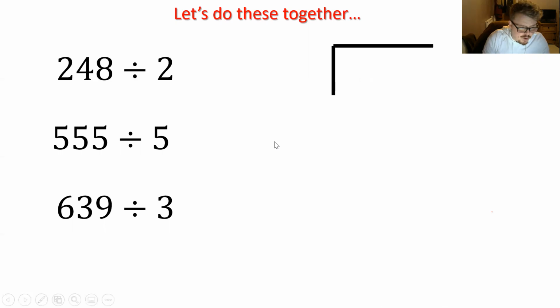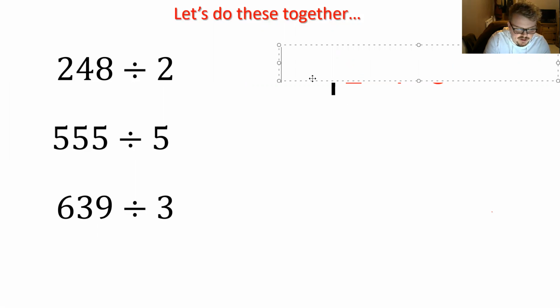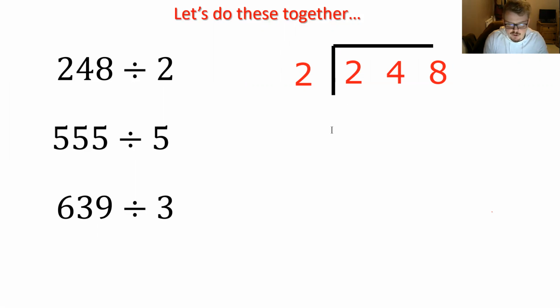So I will do one more. I'm going to do this top question here, 248 divided by 2. And then I want to see if you can do the rest, all by yourself. So 248 divided by 2. Once again, our first number, 248, will go under the bus stop. Let me just make these digits a little bit bigger. Like that. So the first number under the bus stop, the second number, number 2, goes on the outside of the bus stop.